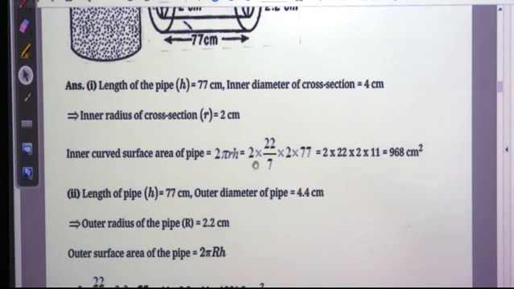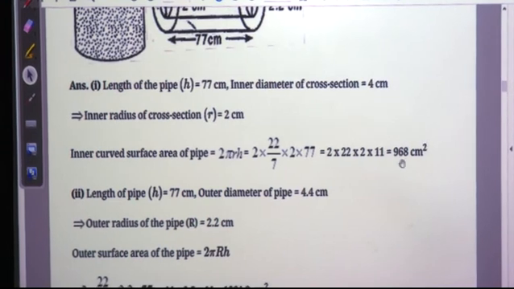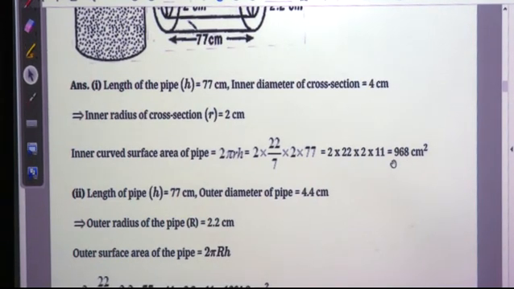After doing the calculation, 7 1 ja 7, 7 11 ja 77. So, it becomes 2 into 22 into 2 into 11 is equals to 968 centimeter square. It becomes 968 centimeter square.